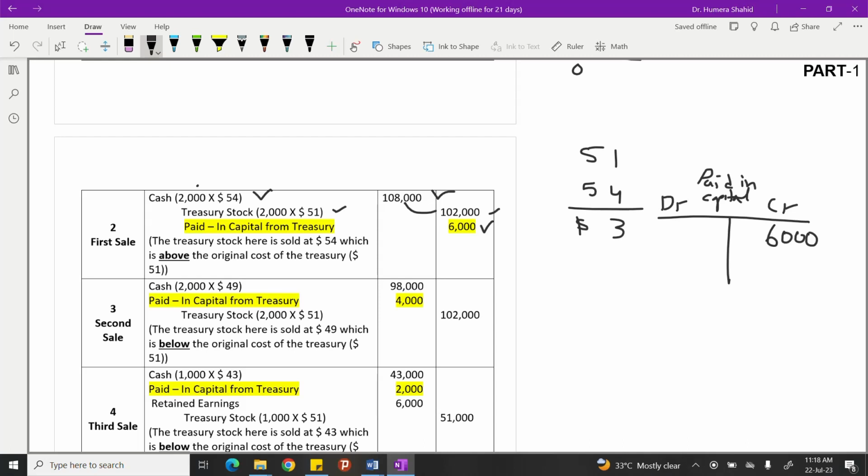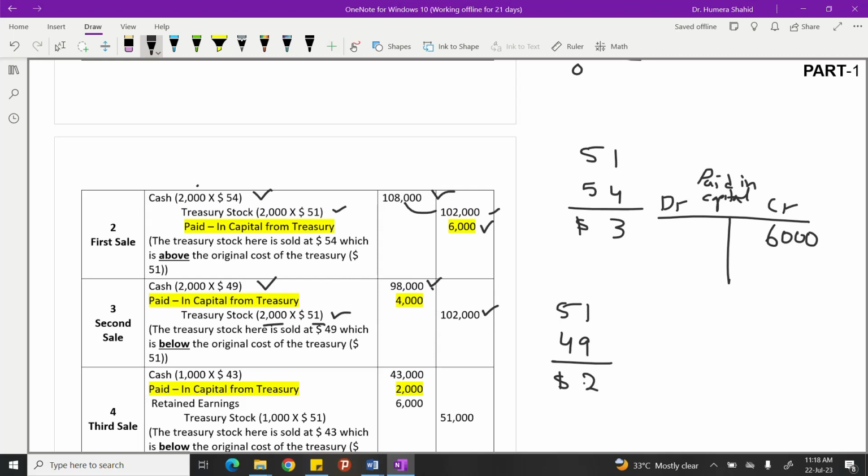Then, the second time you reissue the shares, 2,000 shares for $49. But first the cost was 51, and reissuance is 49, so you have a shortage of $2. Anyways, cash gets debit 2,000 shares at 49, that is 98,000. Treasury stock with its cost gets credit 102,000. 51 was the cost, 2,000 was the shares.